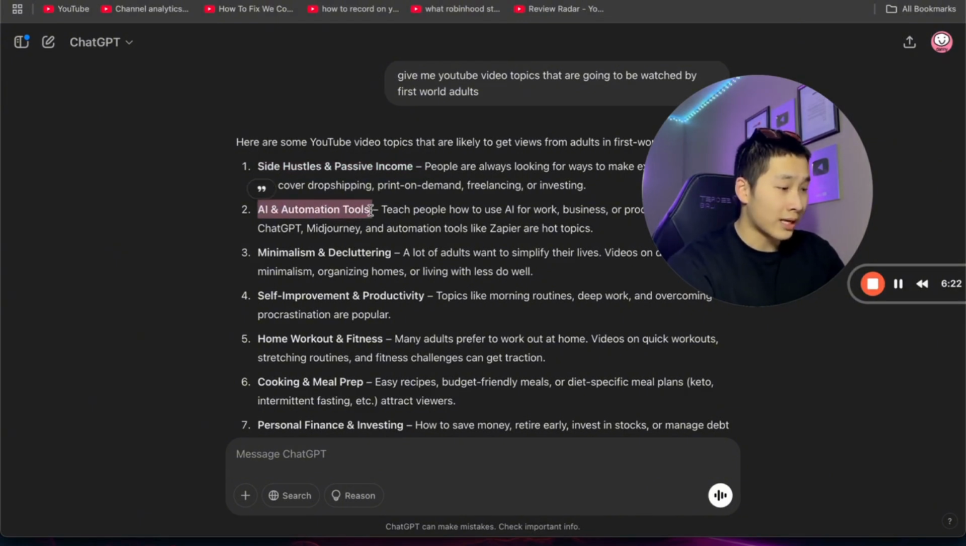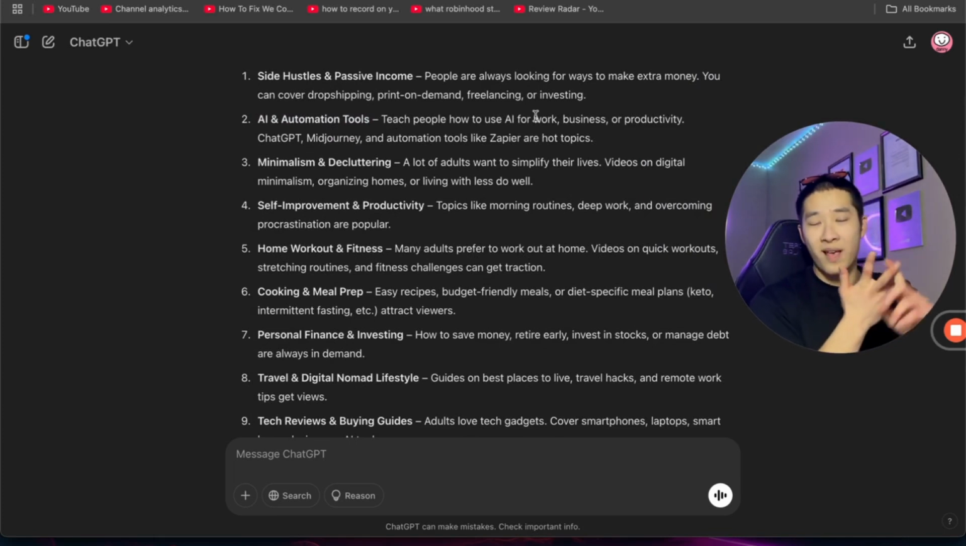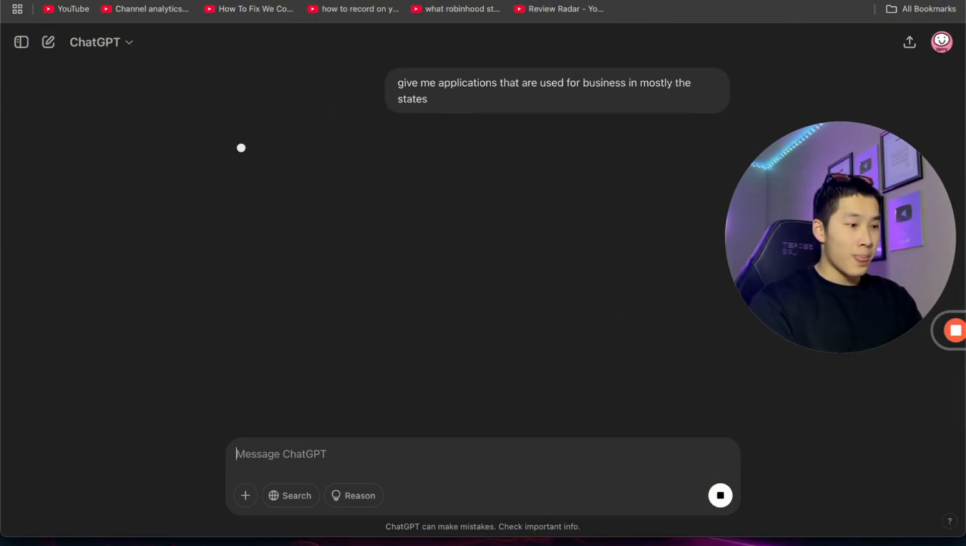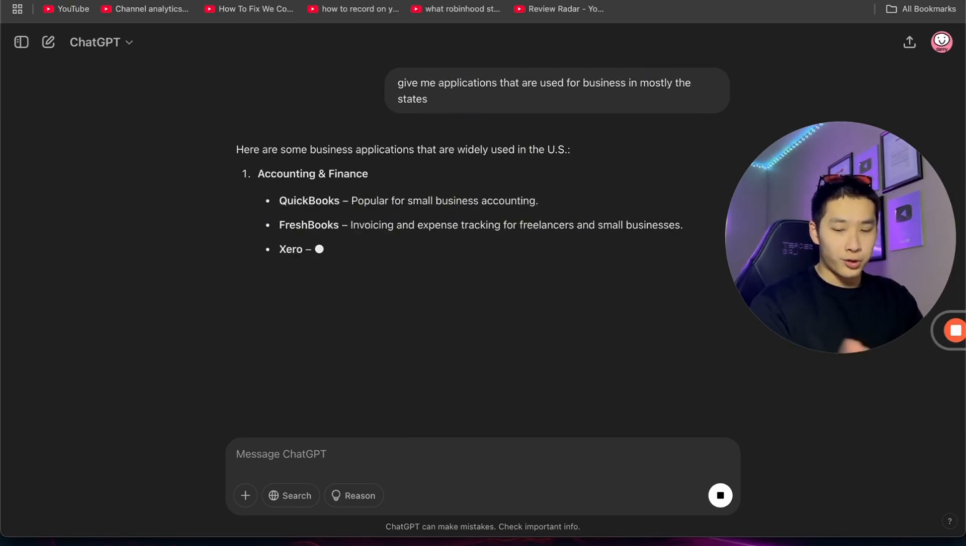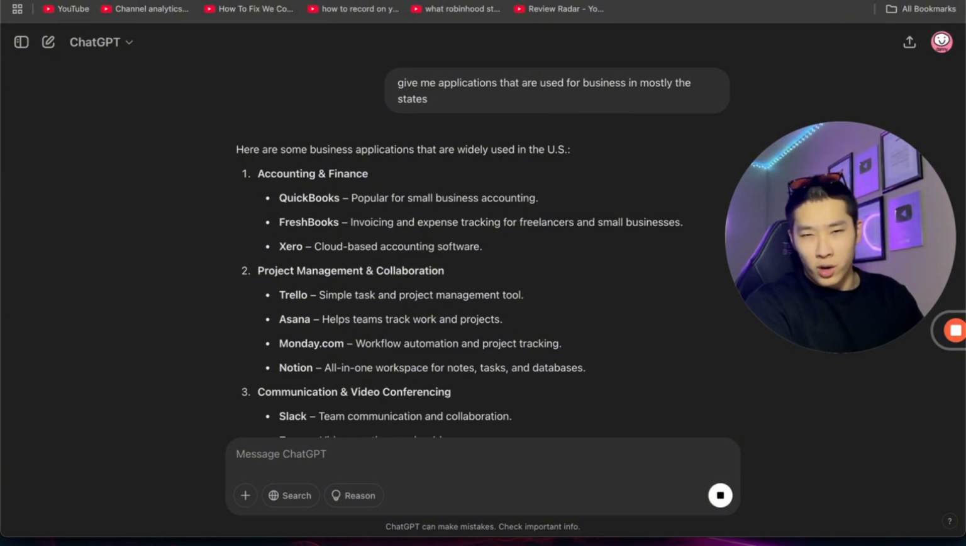AI and automation tools, again, you can see it teaches people how to use AI for work, business, or productivity. Who does work? Who runs businesses? Old people, probably from first world countries as well. So now let's just say business as an example. Give me applications that are used for business in mostly the states. Now we're sub-niching and sub-targeting it even more to sniper only the American individuals because they have really high spending power. That's like the world's strongest first world country, I think.